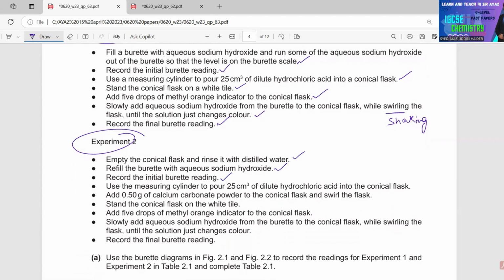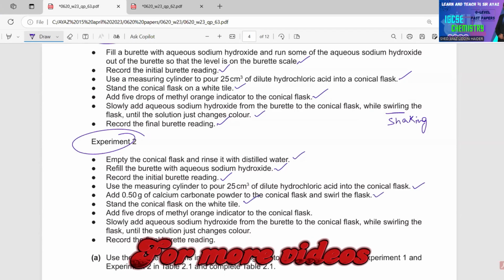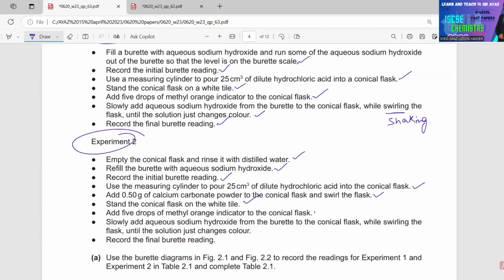Use a measuring cylinder to pour 25 centimeter cube of dilute hydrochloric acid into the conical flask. Add 0.5 gram of calcium carbonate powder to the conical flask and swirl the flask. Stand the conical flask on the white tile. Add 5 drops of methyl orange indicator to the conical flask.